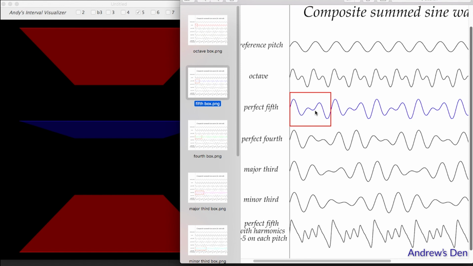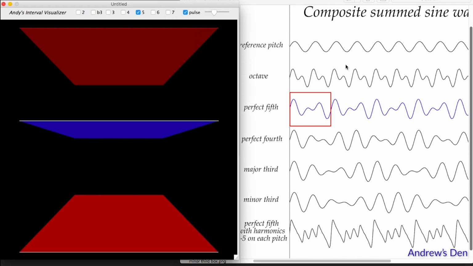The perfect fifth is 3 to 2. We have a pattern of little 3 mountains there. So bright, down to not quite off, then a little brighter, down a little bit, not as bright as over here, and then down to nothing. So this is the pattern we should see when we do a fifth. And it is, exactly. That gives us an idea visually of what a perfect fifth does with sound waves.